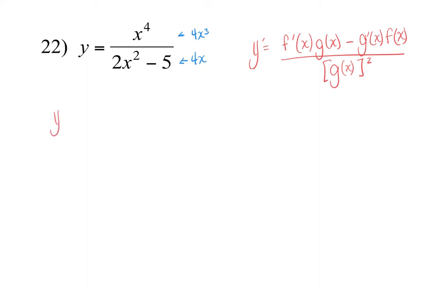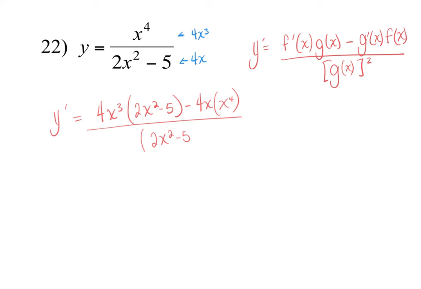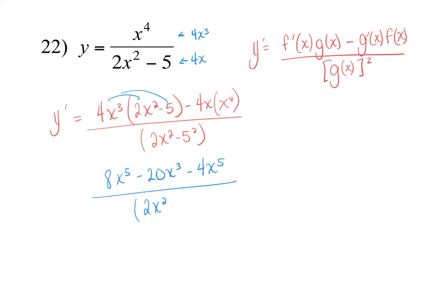So the function here, when you take first derivative, is going to be the derivative of the top times the bottom minus, and this order actually doesn't matter because it's going to be 4x times x to the 4th, all over the bottom quantity squared. Distribute here, so we get 8x to the 5th minus 20x cubed minus 4x to the 5th, all over 2x squared minus 5 squared. Simplify as much as possible.